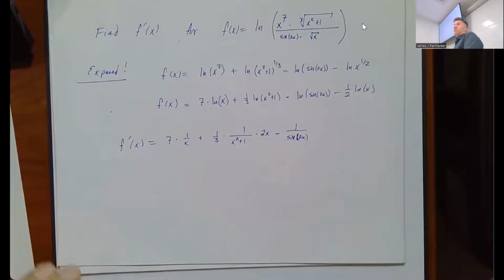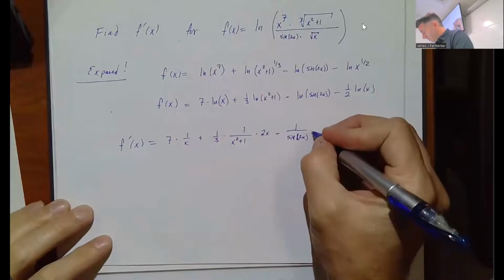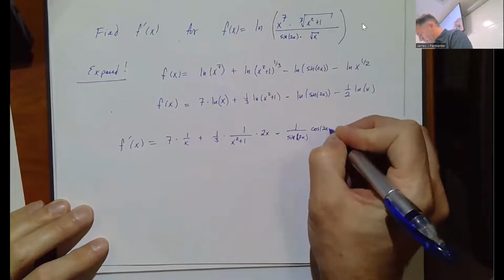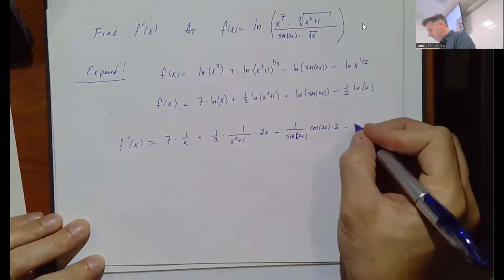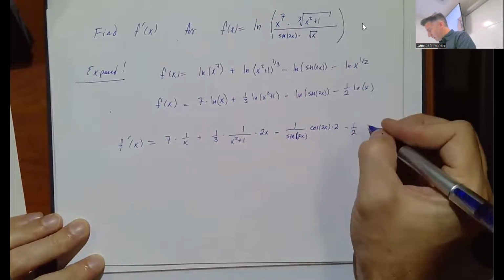But the derivative of sine of 2x actually is the chain rule again. So the derivative of sine of some new stuff is cosine of that new stuff times the derivative of that new stuff. So it's going to be cosine of 2x times 2. And then we get minus 1/2 times the derivative of the natural log of x, which is 1 over x.